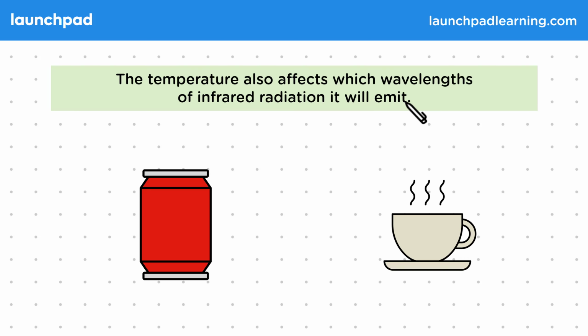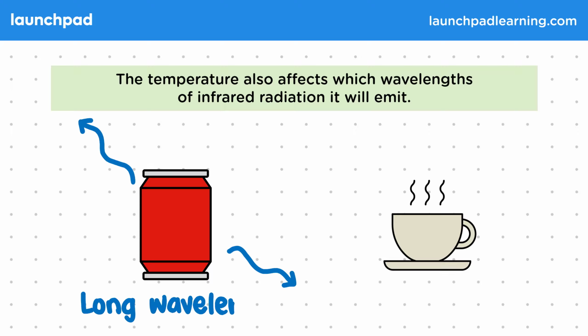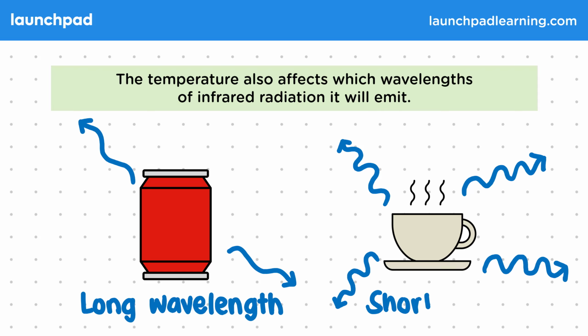Let's take a look at another example of a hot and a cold object. Here we have a cold can, which has just been in a fridge, and a hot cup of tea. Again, both of these objects will be emitting infrared waves, with the hot tea emitting more waves. The waves emitted by the cold can, though, will have a long wavelength, while the waves emitted by the hot tea will have a short wavelength. The hotter an object is, the shorter the wavelength of radiation it emits.